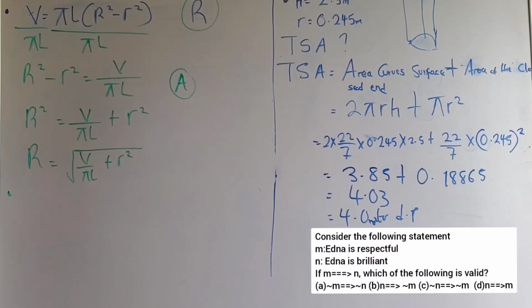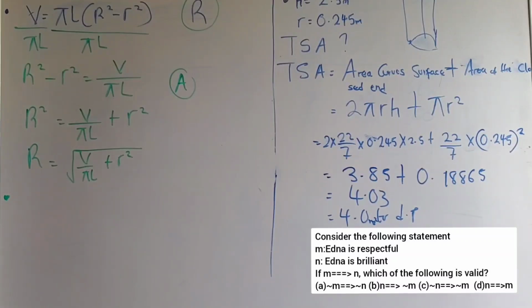Consider the following statement. M represents Ednan is respective. N represents Ednan is brilliant. Okay? Now, this question is coming from logic. Please pay attention.